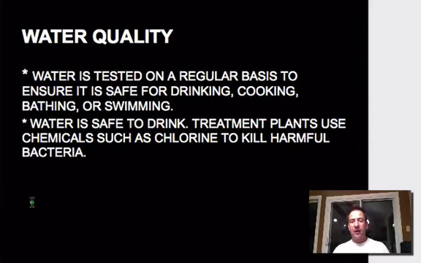So if water is safe to drink, how do we get it to that point? Well, we have water treatment plants, and we use chemicals such as chlorine to kill harmful bacteria. If you go to the swimming pool, they have a certain amount of chlorine that has to be present so that it can ensure that the water is safe to swim in. But also when we drink water, the water treatment plant in your community would be using chlorine to kill those bacteria or those harmful pathogens.